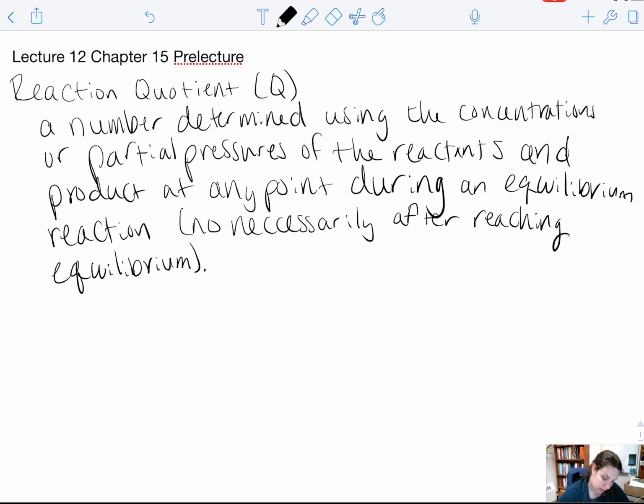Okay, so we usually compare Q to Kc or Kp. And when we do that, that'll tell us which direction the equilibrium needs to shift in order to reach equilibrium.